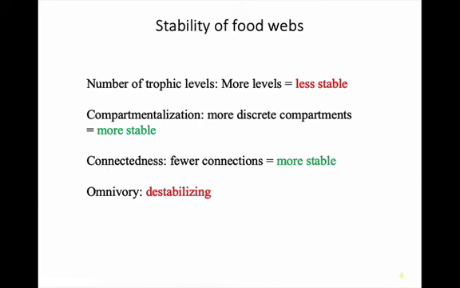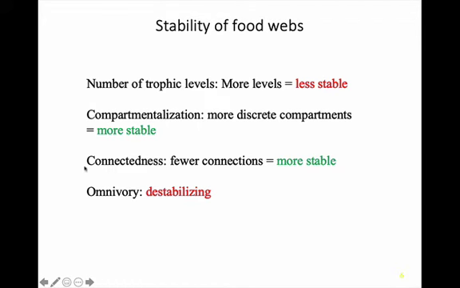Now, let's talk about some things that confer stability on food webs. And this can be counterintuitive. We've already said that the number of trophic levels that you have can affect stability, and the more levels you have, the less stable your food web is likely to be. Think of it as a Jenga tower. You can easily knock over a tall tower. It's hard to knock over a short tower. There's also the idea that if a food web has different compartments within it, in which species interact mostly with one another and don't interact with other species in other compartments, that tends to confer greater stability.